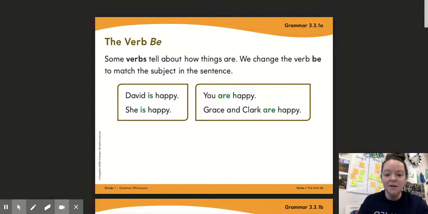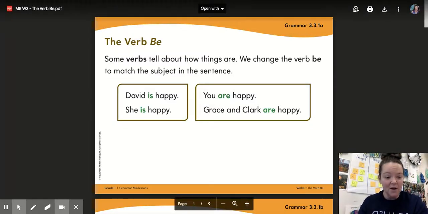Hey guys, for writing today, we are going to look at some grammar things. Grammar is the ways we write sentences, how we write our words, things like that. We've touched on this before, so it's going to be a little bit familiar, but there are also a couple new things. What we're going to look at today are the verbs be, is, and are.